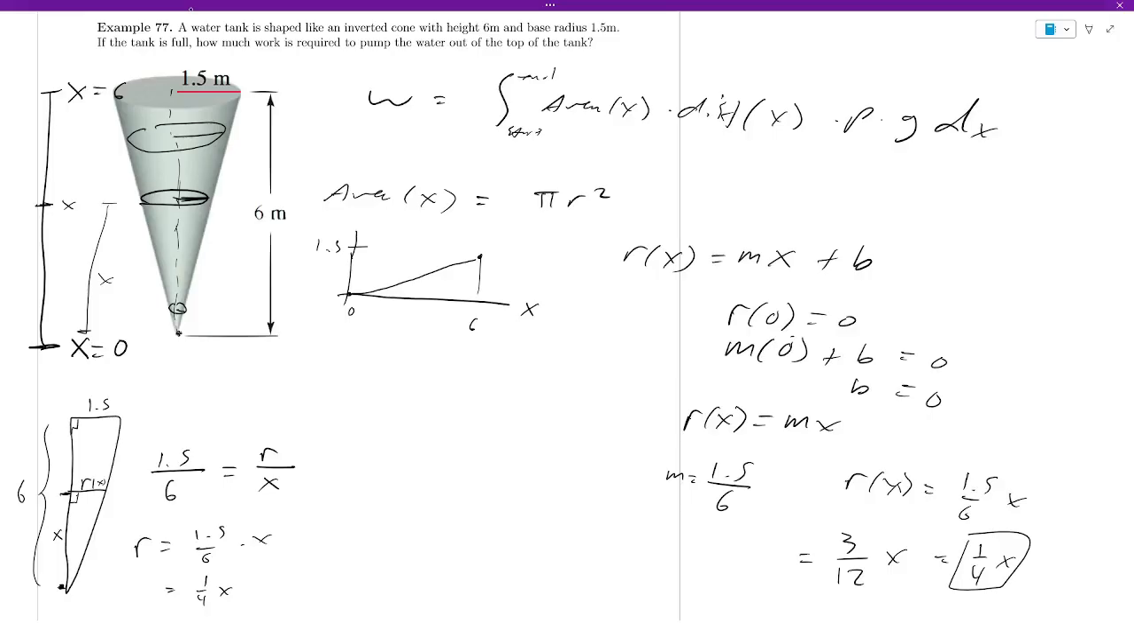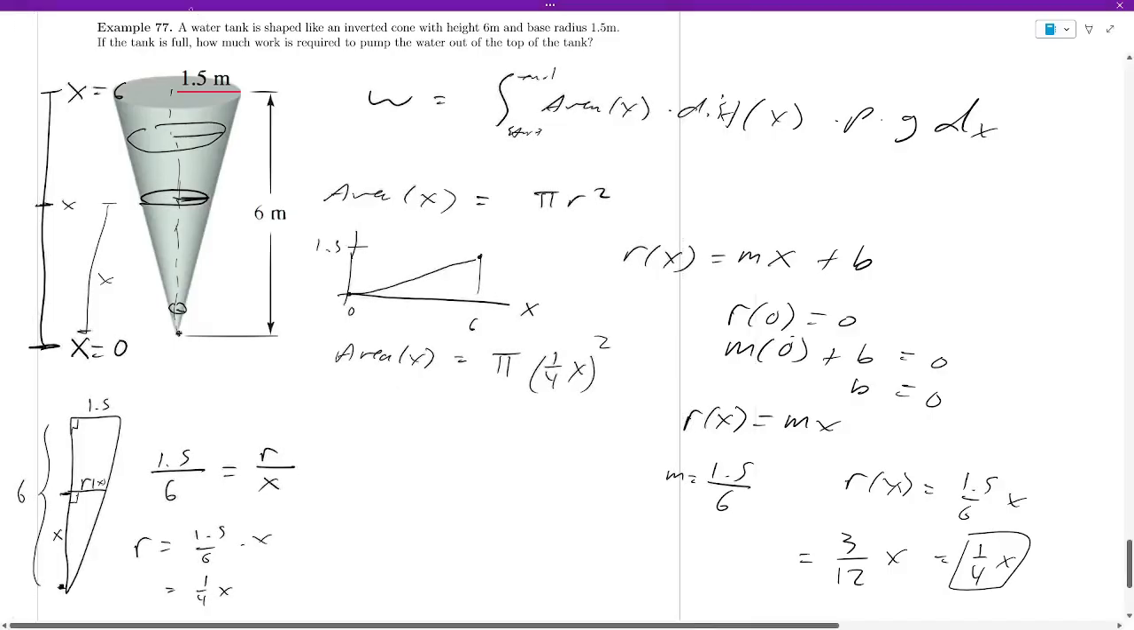Okay, so one way or another, we get r, and since we're interested in the area as a function of x, I want r as a function of x, pi r squared. I just learned r was 1/4 x, so that's my r that I'm squaring. That's my area, so that's half of what I need. Now let's talk about the distance. It's not just x this time. It's a little trickier. Let's come back to our diagram and think about this.